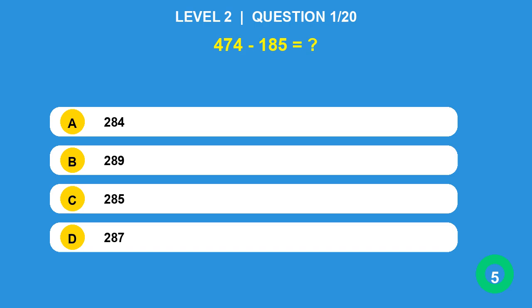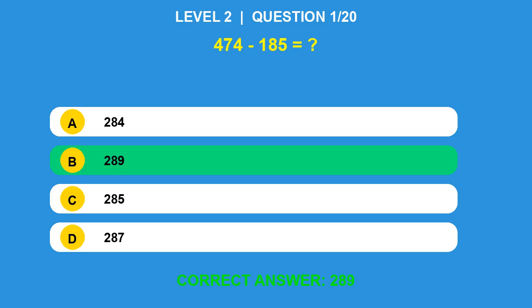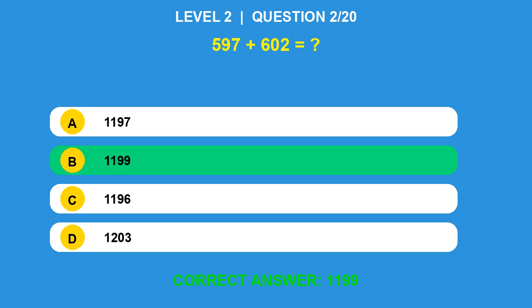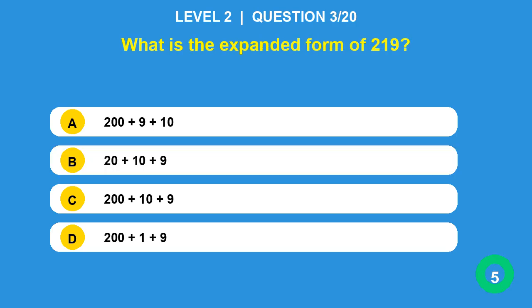474 minus 185 equals? Answer is 289. 597 plus 602 equals? Answer is 1199. What is the expanded form of 219?